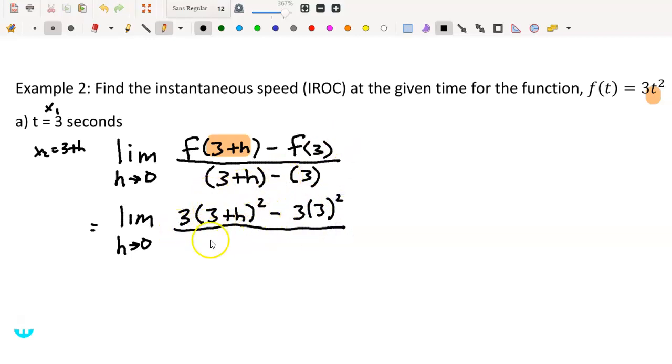All over, once again. The bottom: 3, positive 3 plus h minus 3 is h. So you should always expect this bottom just to turn into h. Equal sign, rewrite the limit as h goes to 0. And just continue to do the same thing we did on the front.